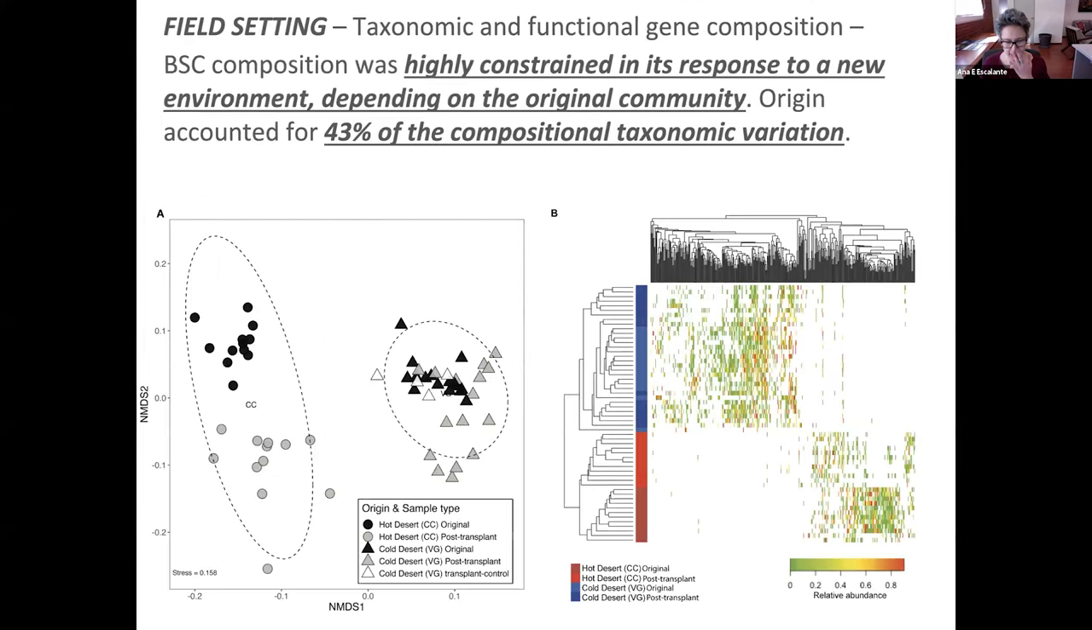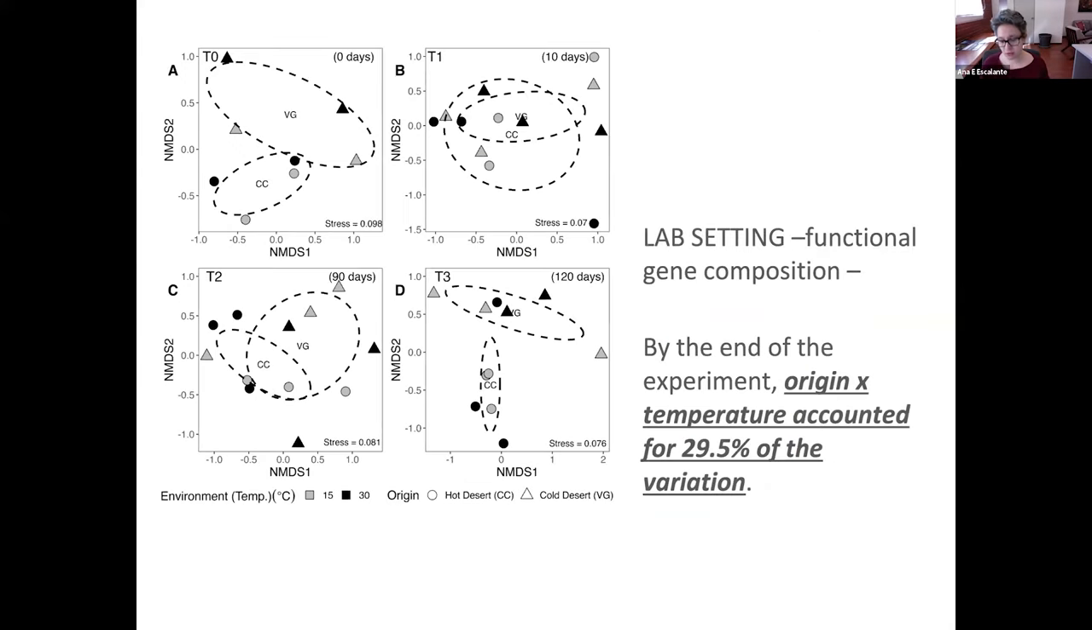Same thing, but maybe not so clear. I want to just highlight that these results are for 16S, and this is for the NIF-HTRFLP, so it's a little less resolution maybe. And for the lab experiment, we could not see that clear-cut difference in time one and time two, but eventually at 180 days, composition again returns to the origin in a way. The hot desert is more similar to the hot desert, and the cold desert is more similar in composition to the cold desert.